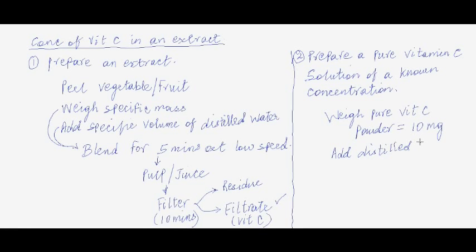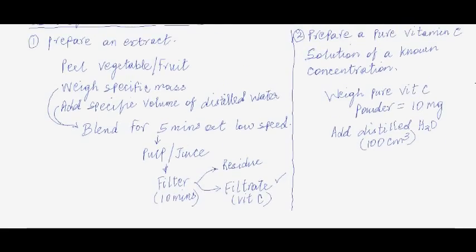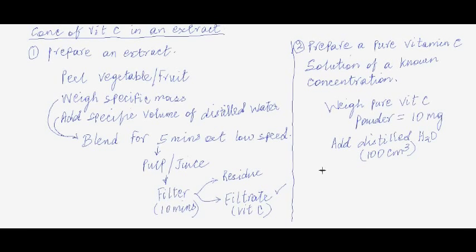into the flask. A volumetric flask has a specific volume. In this case, let's take a volume of 100 centimeter cube. It can be anything. You can have a choice of flasks. There are different ranges, but in this case, we choose to use a 100 centimeter cube flask. Something like this, the volumetric flask, and it's got a mark over here. That mark tells you the volume, so that is exactly 100 centimeter cube.